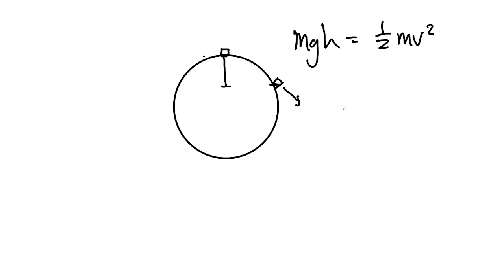Now, I thought, oh yeah, h is just going to be d, so we can just substitute that and get some number. And then I realized that I was mistaken.